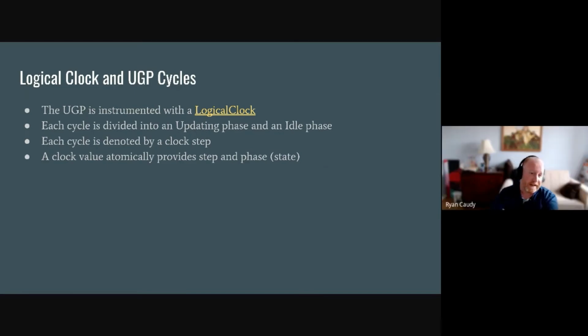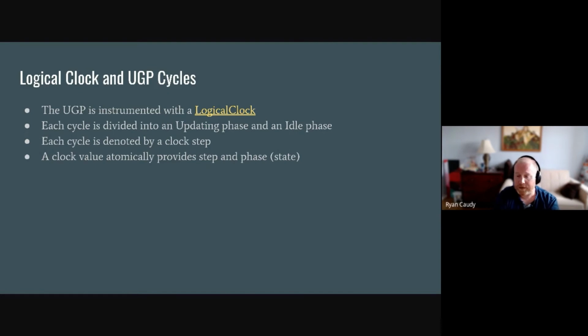Okay, great. Now, the last slide I think I have completed might be this one here about the logical clock, right? So the update graph processor has associated with it an instance of a logical clock. The logical clock is exactly what it sounds like. It divides time into logical units that have nothing to do with wall clock time. Each cycle of the update graph processor is divided into an updating phase and an idle phase, and is denoted by a clock step.